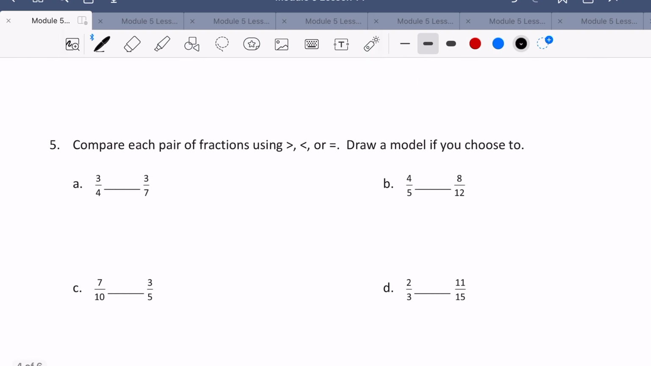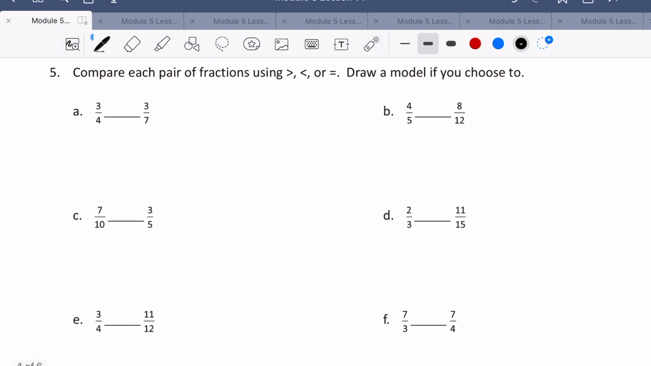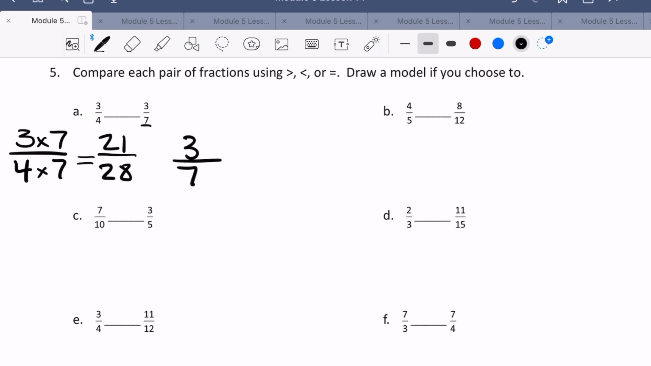All right, let's look down at 5. So we have 3/4 and 3/7. We start with 3/4. We're going to times 3/4 by the opposite denominator, which is 7. And we get 21/28. Now we take 3/7 times it by the opposite denominator, which is 4. And we get 12/28. Our denominators are the same. We know that 21 is greater than 12, so we know that 3/4 is greater than 3/7.